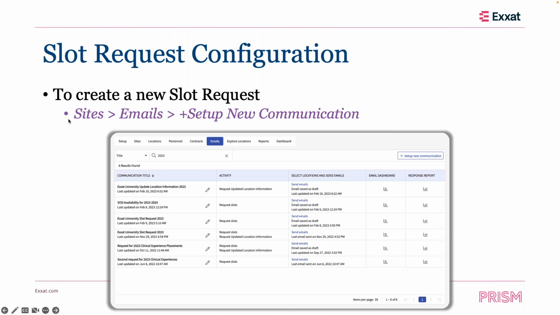To build your slot request, we're going to go into sites on our left menu, and we're going to go over to emails up in the top banner there. Once we land on emails, you're going to see a list of all of the previous communications you have sent in the past. And to add a new one, we're simply going to go ahead and click Set up New Communication.